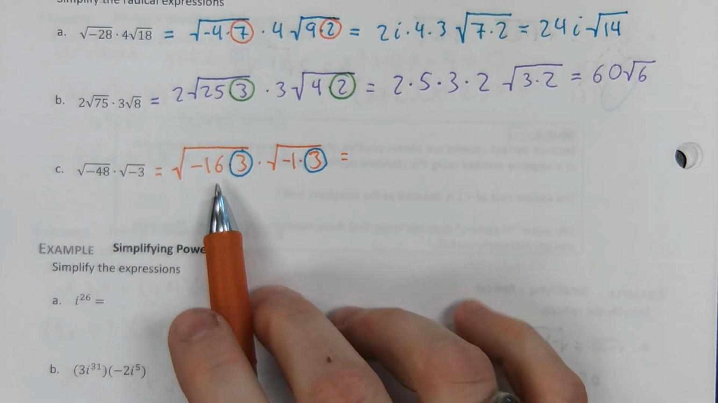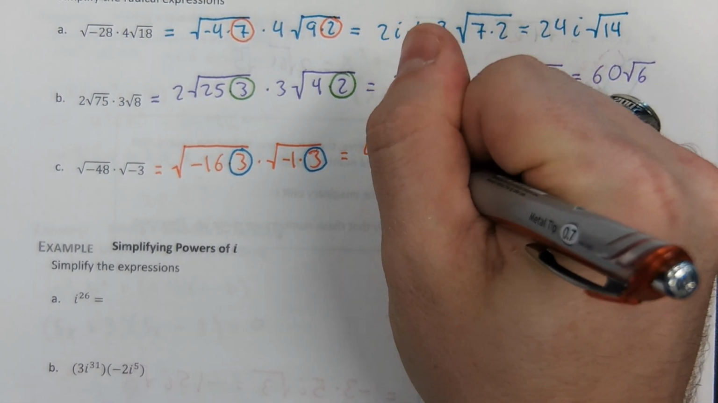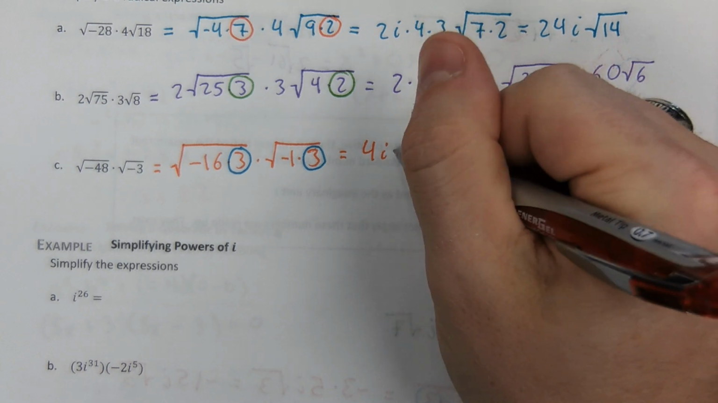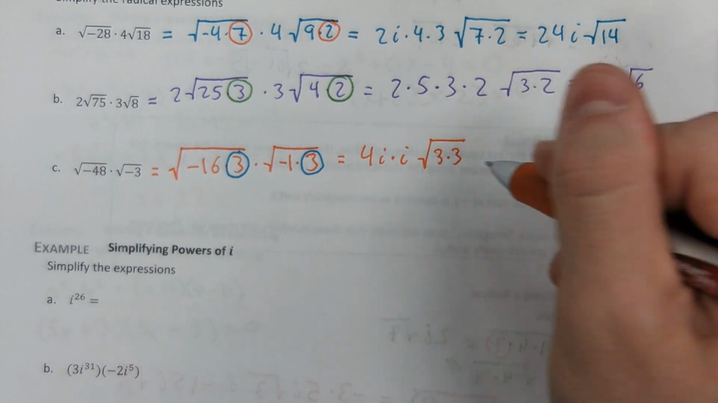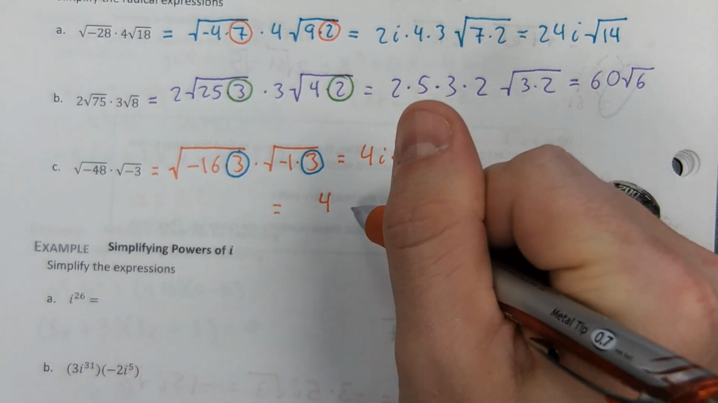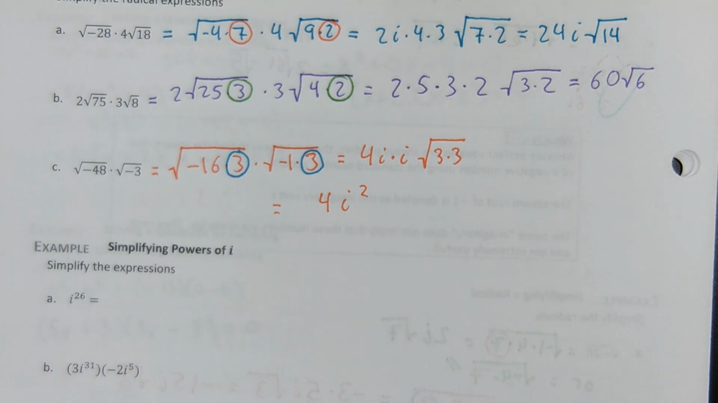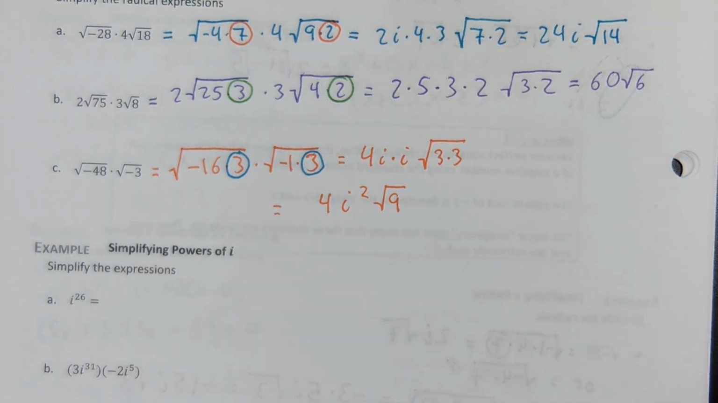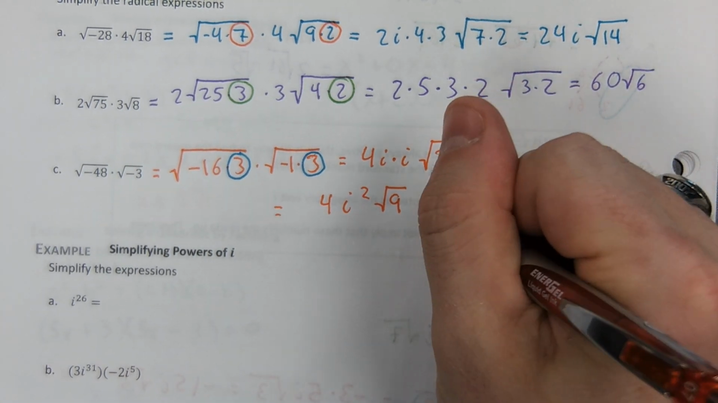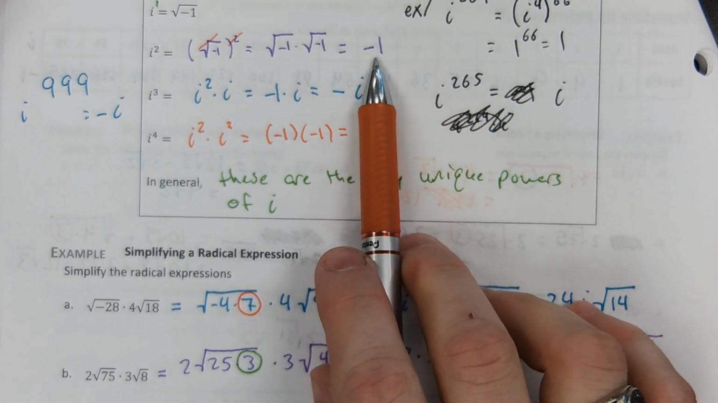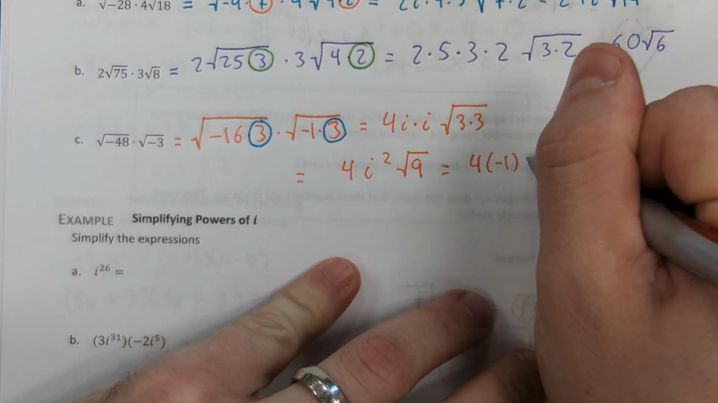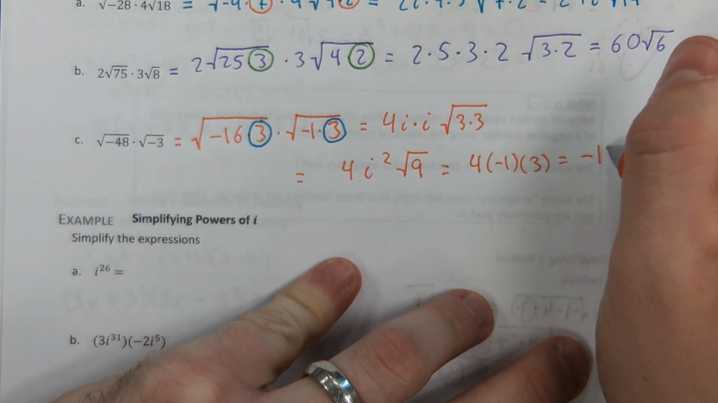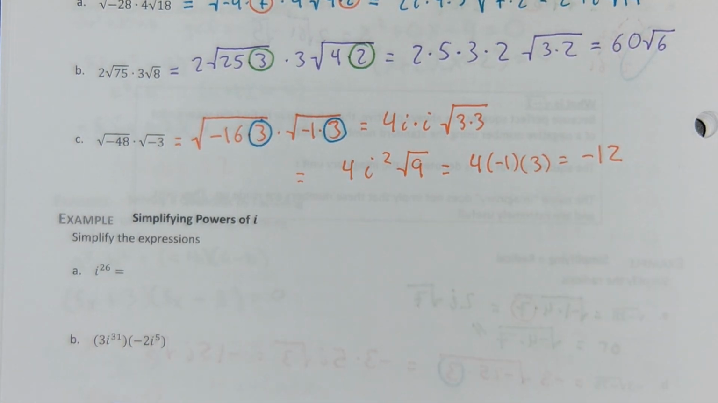The square root of 16 is 4, so the square root of negative 16 is 4i. The square root of negative 1, by definition, is also i. And then I have 3 times 3. So I now have 4i squared times the square root of 9. Well, i squared is negative 1, and the square root of 9 is 3. So we have 4 times negative 1 times 3, and it gets you negative 12. There you go.